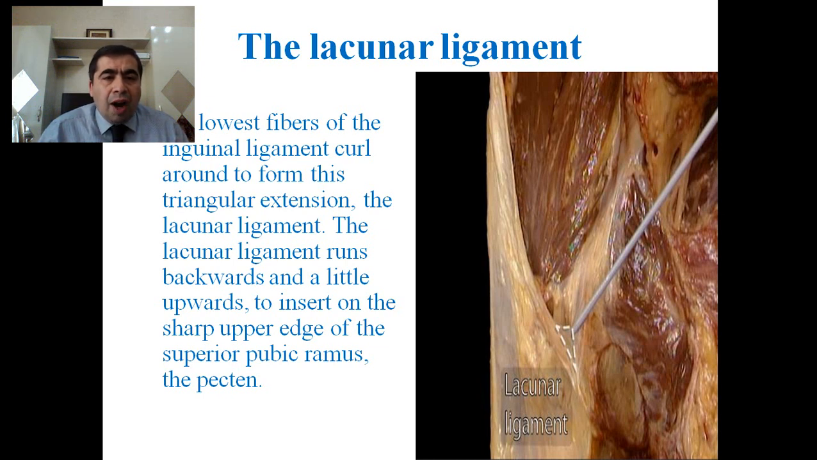The lowest fibers of the inguinal ligament curl around to form this triangular extension, the lacunar ligament. The lacunar ligament runs backwards and a little upwards to insert on the sharp upper bony edge of the superior pubic ramus, which is called the pecten. Lacunar ligament.